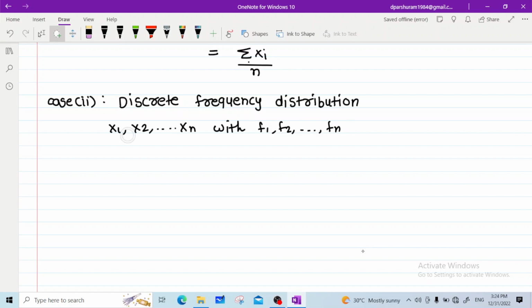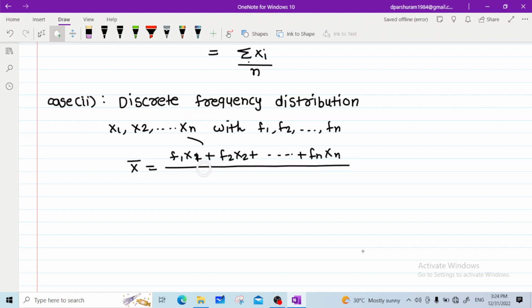Then formula of arithmetic mean for discrete frequency distribution is given by x bar is equal to, in numerator we have to calculate first the product of f1 with x1, then add the product of f2 with x2 up to fn xn, divided by the summation of frequencies, that is f1, f2 up to fn.